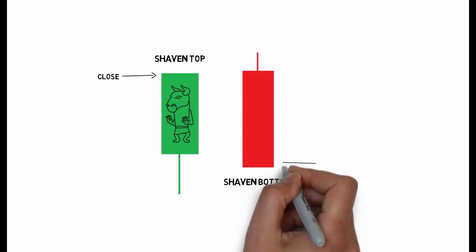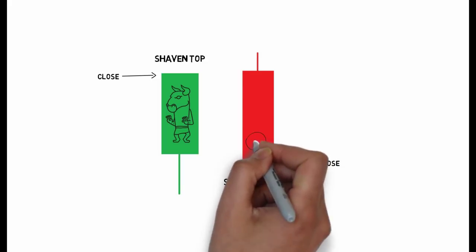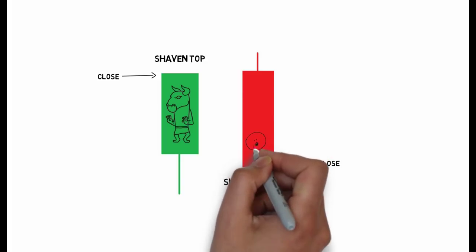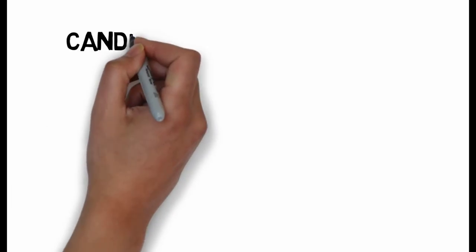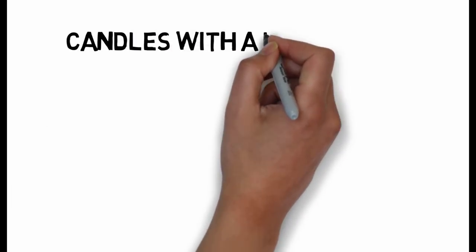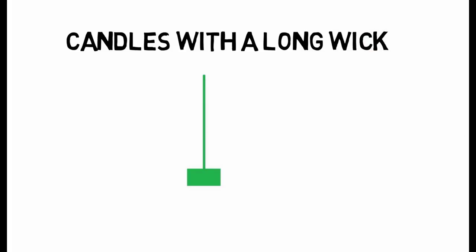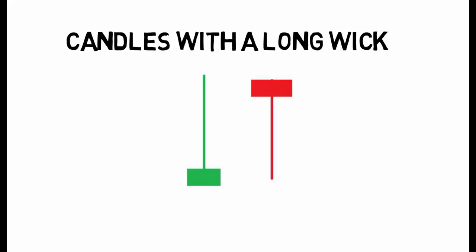The opposite, of course, is true for a shaven bottom. This is a candle where the close is near the low of the candle, which shows that selling took place all the way into that close and would likely continue into the next candle. The third basic candlestick attribute is a candlestick with a long wick. Now these are more difficult to know if they're bullish or bearish, and you would want to view these within the context of the surrounding candles. I will discuss this further in the next section when we talk about common candlestick patterns.